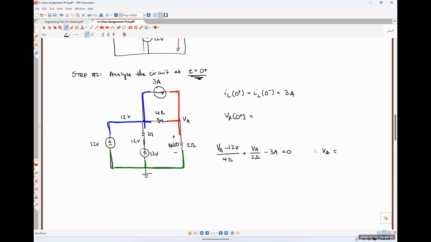So I'm going to throw that into my numerical solver really quickly. That's going to look like x minus 12 over 4 plus x over 2 is equal to 3. Calculator is thinking. And I got 8 volts.